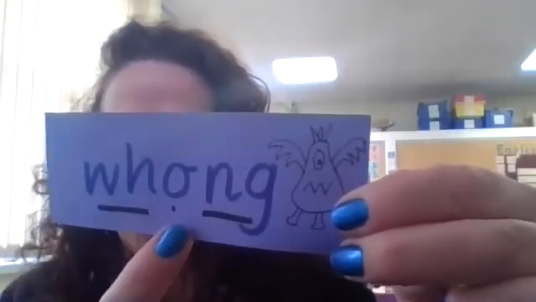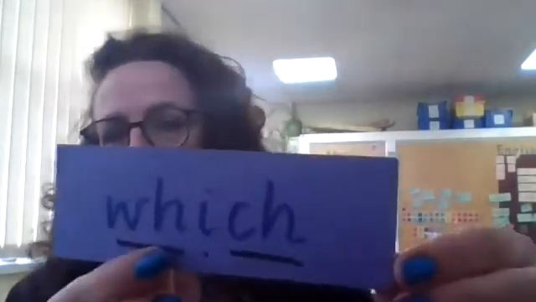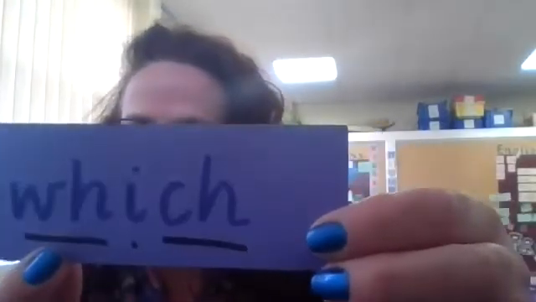Okay, next word. Oh, another alien word here. There is our alien on the end this time. Sound it out. Wong, wong. Okay, and our last word for sounding out. This is a word that we use quite a lot when we've been writing questions. What does it say?